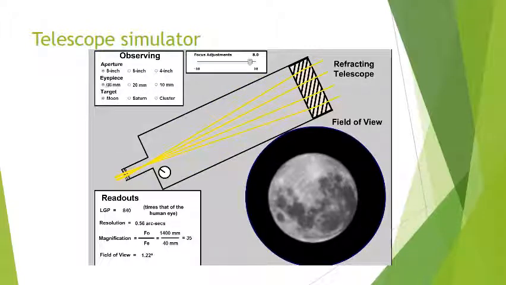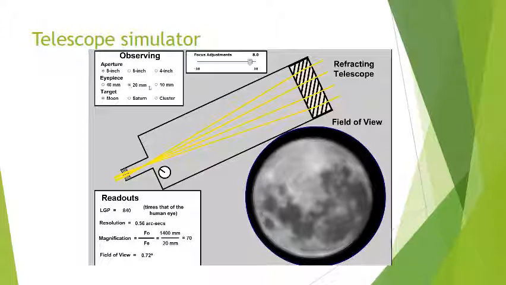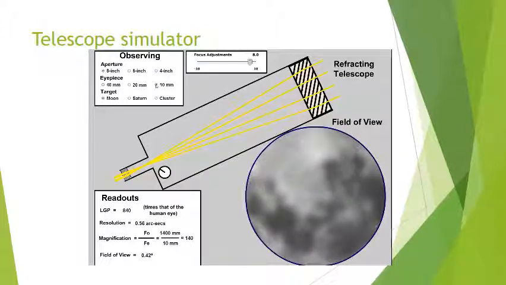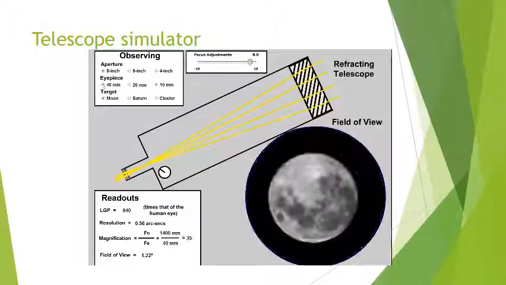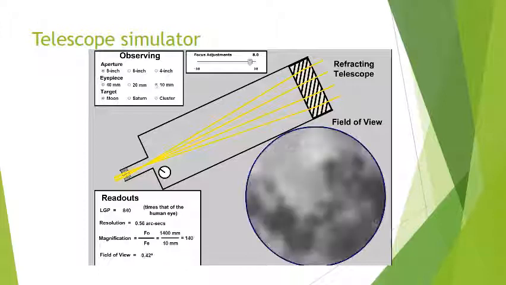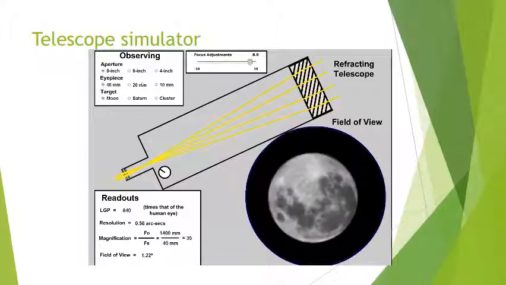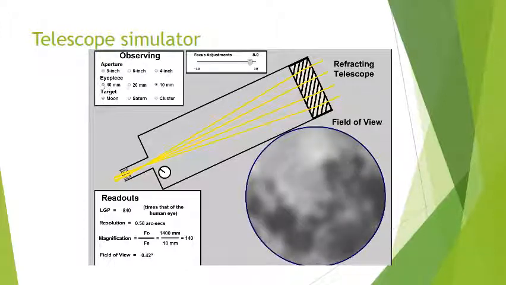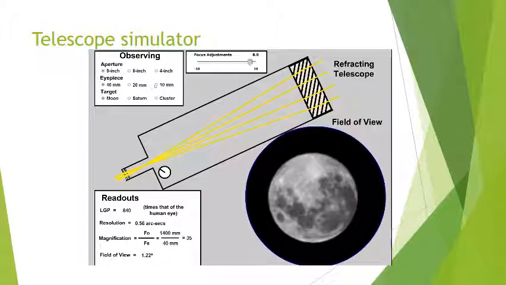What would happen if I change my eyepiece? Going back to my 8-inch telescope, let me change my eyepiece to a 20 millimeter or a 10 millimeter. Notice what happens here. Again, I'm decreasing my eyepiece focal length, and therefore I'm increasing the magnification. So I'm magnifying that image more by changing my eyepieces. But again, that's kind of limiting.